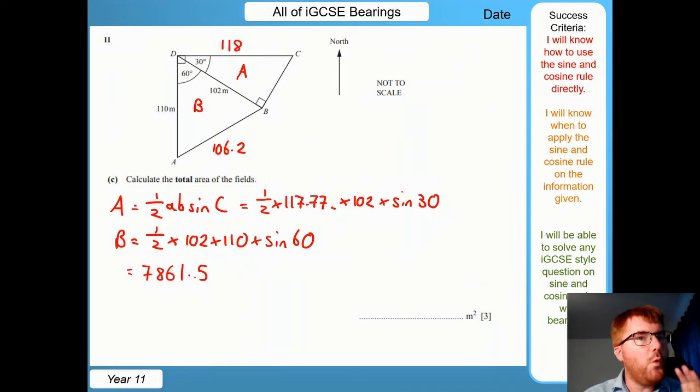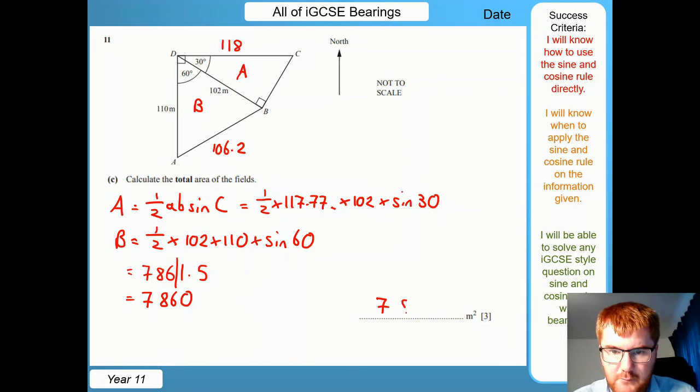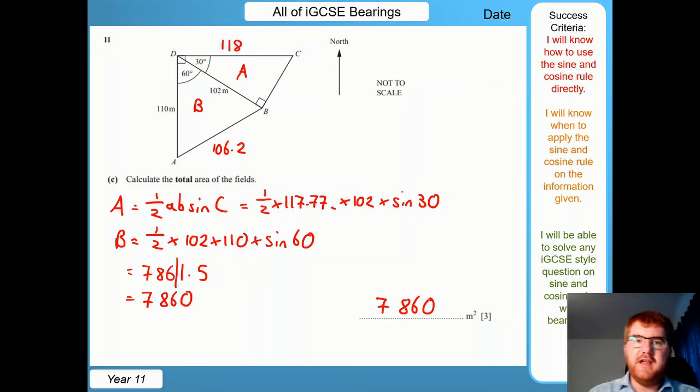7,861.5. Again, always round to three significant figures. Can't stress that enough. And if we do that, so we're rounding at this point, we get 7,860. That's really, really important. And we'll pop that in over here.